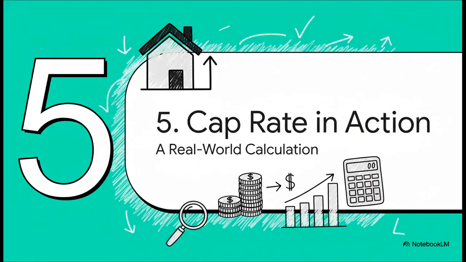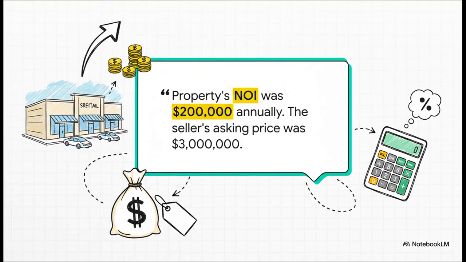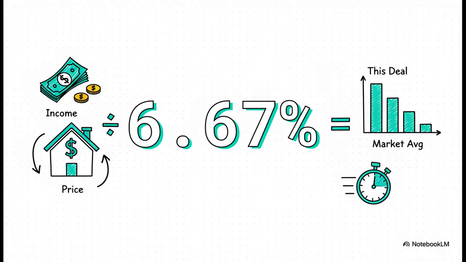Okay, so all this theory is great, but let's make it tangible. Let's make it real. In this last section, we're going to put the cap rate to work with an actual real-world example. So our source here gives us this perfect case study from the Griffin team. They were evaluating a retail strip center in Colorado Springs. After running the numbers, they calculated the property's net operating income at $200,000 a year and the seller's asking price, $3 million. So, what's the verdict?